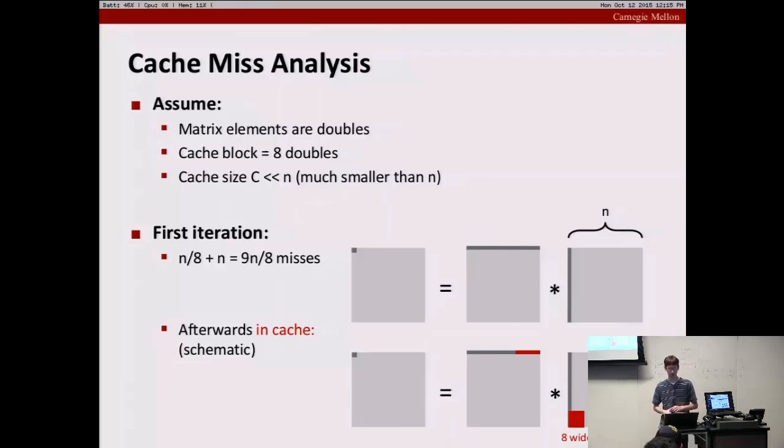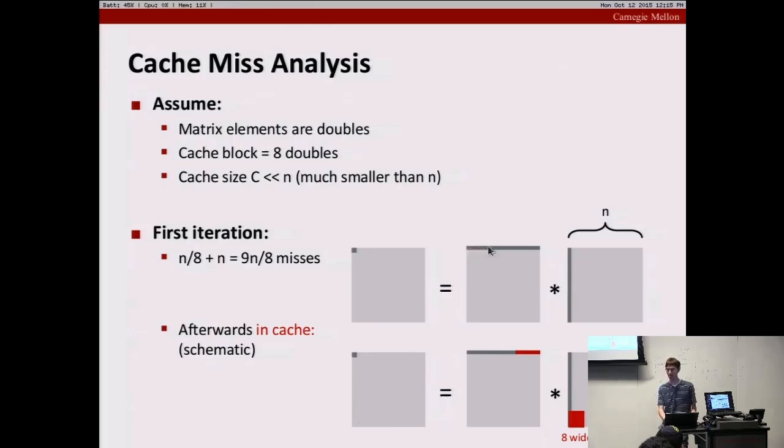We don't have nearly enough space to just load the whole thing up. So the first iteration, we want to know how many misses we are going to get when we calculate this. We have this line of matrix A, the first row. Every time we load up the first one, our cache block is 8 doubles, so that's going to load up the first 8 things in this row.